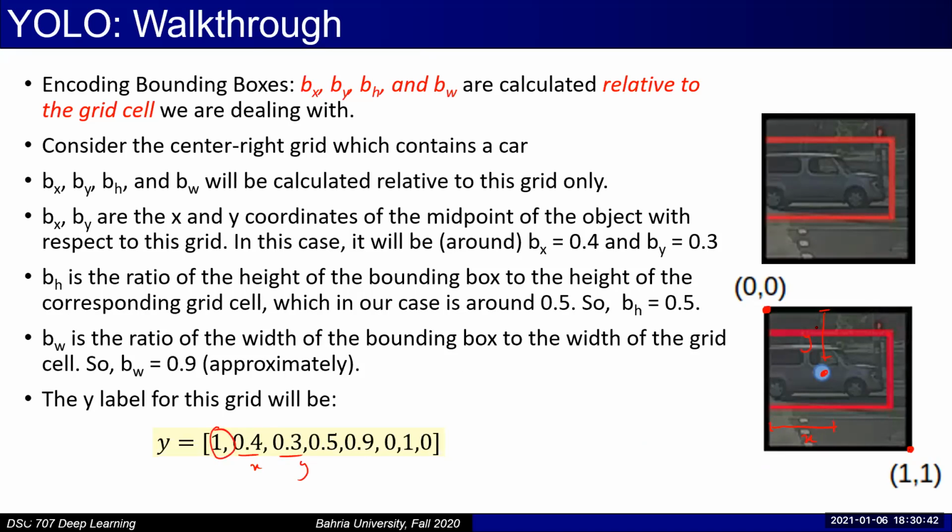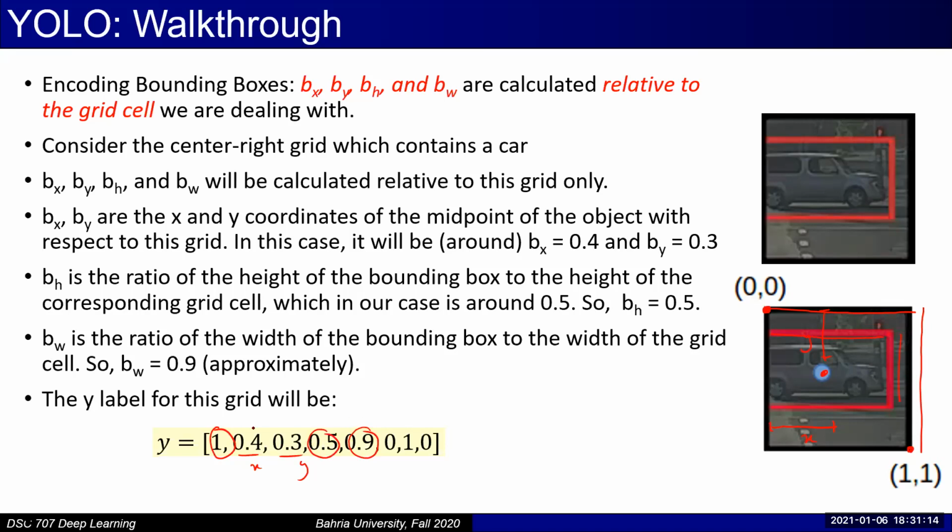Now, when we say width and height, they are again relative to this grid cell. For example, if this whole is 1, then how much is this? This width is around 90% of this, so it is likely to be 0.9. So you see 0.9 here. Similarly, if this whole is 1, then this height is approximately half of it, so we say 0.5. These are just approximate values to give you an idea.